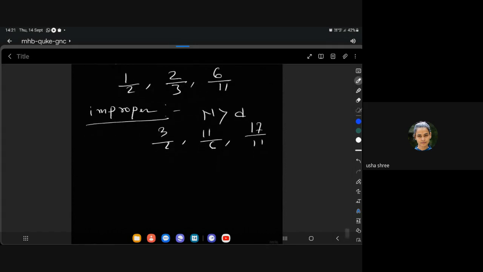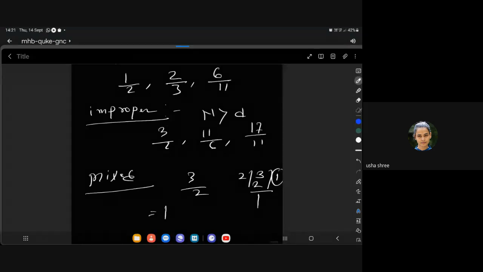Now you can convert the improper fraction into another form. It is called mixed fraction. Suppose I am writing 3 by 2. 3 is greater than 2. If you divide 3 by 2, it will be divided 1 time, and 1 will be the remainder. So this 1 will come here, and 2 stays down there. So it is 1 and 1 by 2. It is called mixed fraction. It is the combination of a whole number and a proper fraction. 1.5.